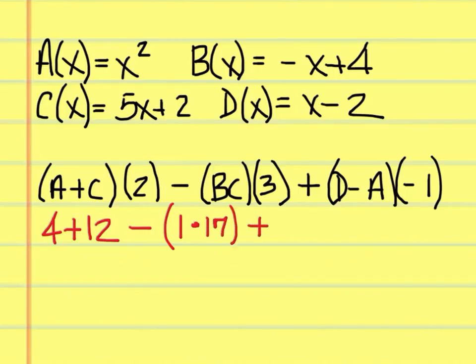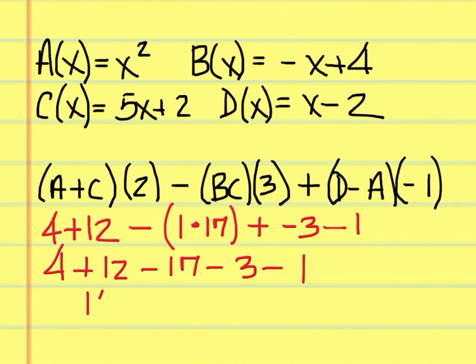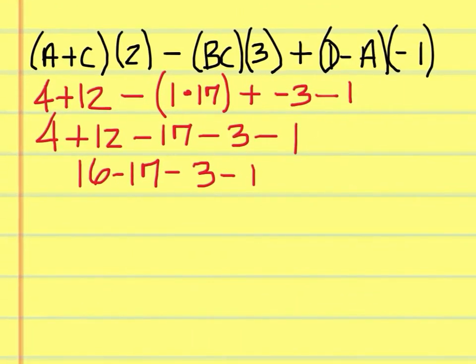Now I need a negative 1 into the d function. That would give me a negative 3. And then a of negative 1, that would just give me a 1. So simplify this to get 4 plus 12 minus 17 minus 3 minus 1. That'll give me 16 minus 17 minus 3 minus 1. And then a negative 1 minus 3 minus 1. Negative 4 minus 1 is a negative 5.